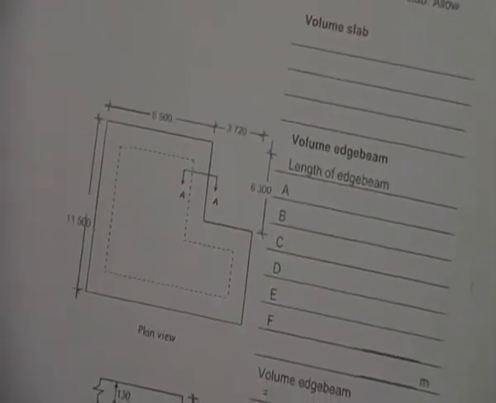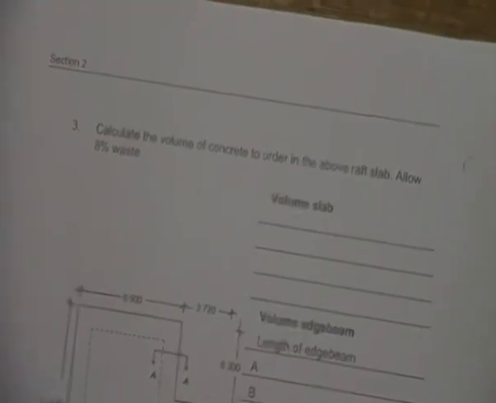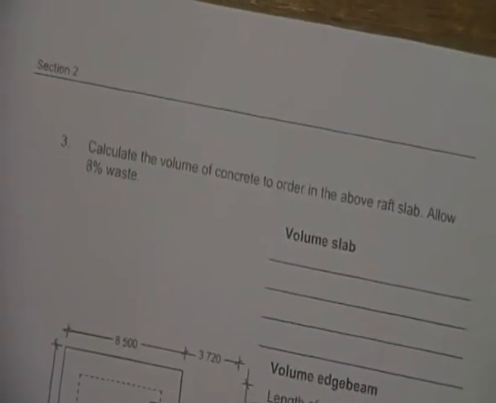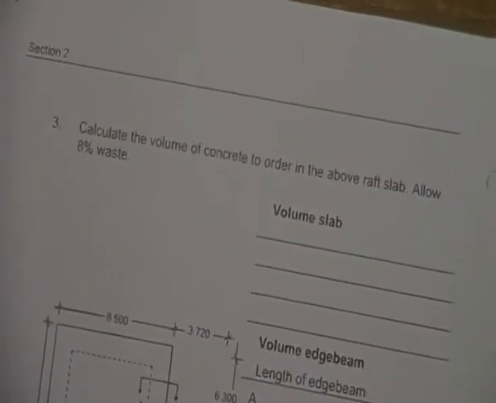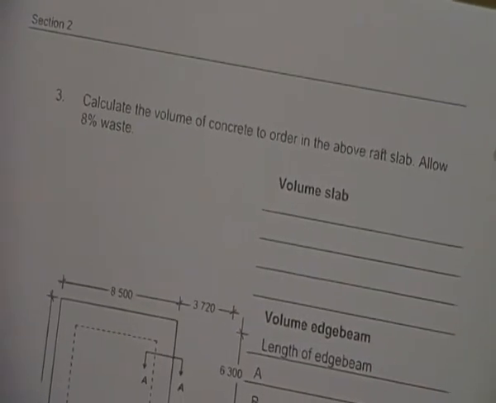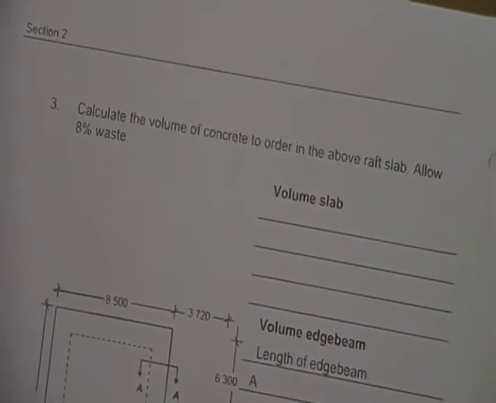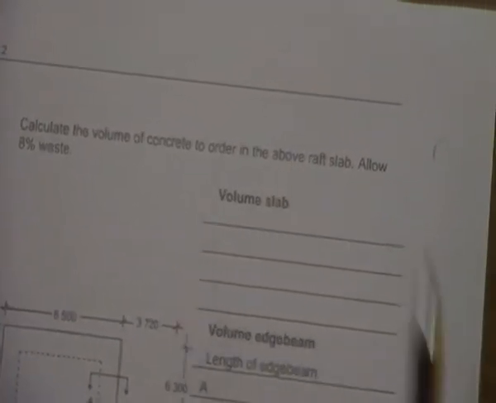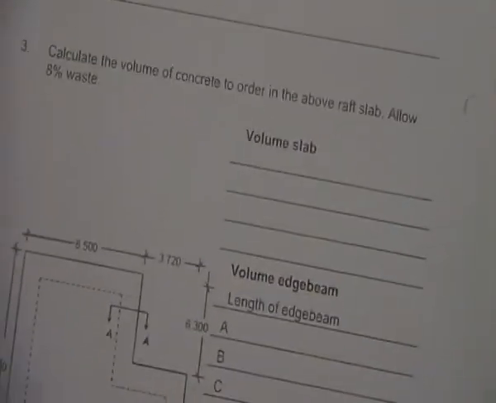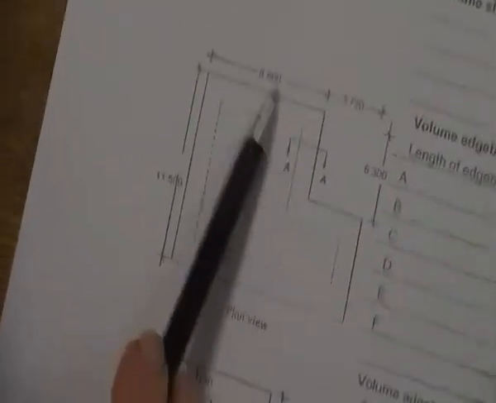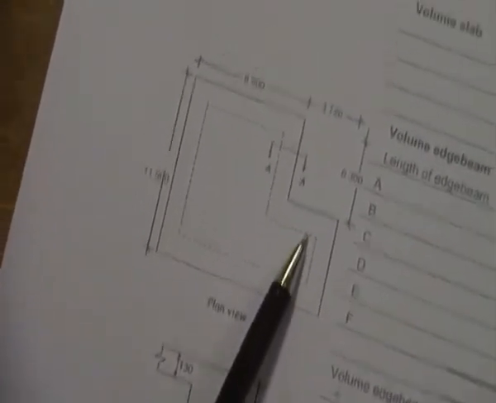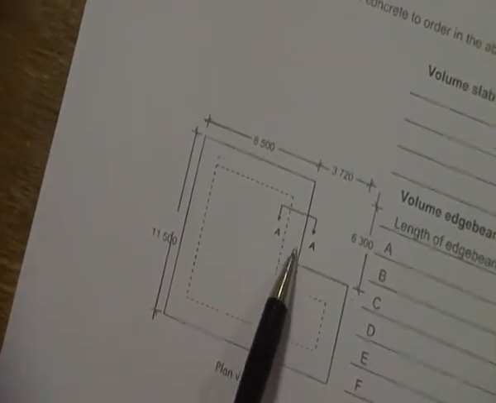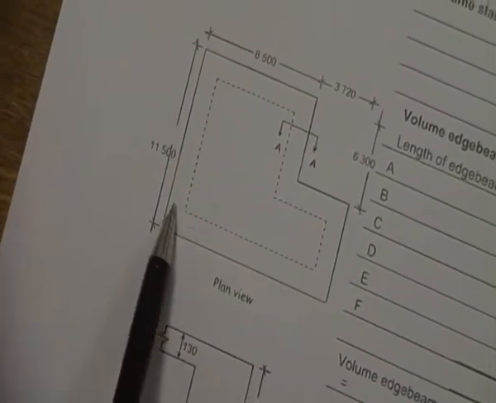We're doing question 3 on page 84 of the book. Question 3 says, calculate the volume of concrete to order in the above raft slab, allow 8% waste. Well, it should say below, not above. But we're looking at our slab here, and it's another L shape, and we have our thickened edge beam going all the way around here.